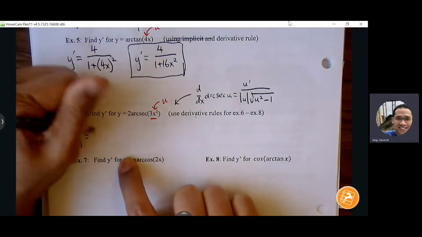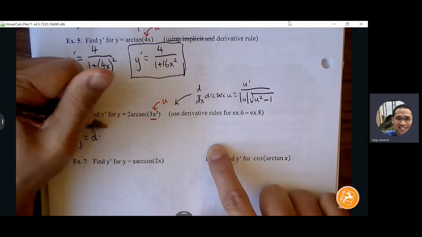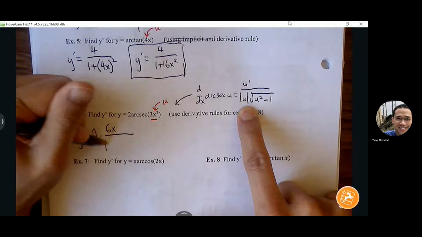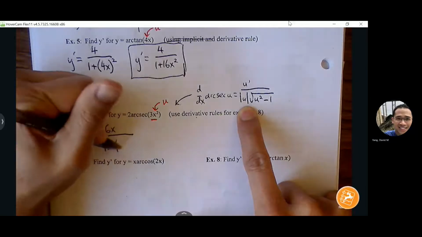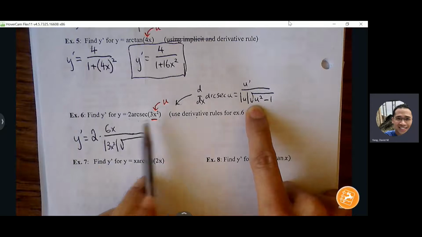Okay, the 2 stays. U prime, 3x squared becomes 6x. Absolute value of u. Square root of u squared minus 1. Here's my u value.